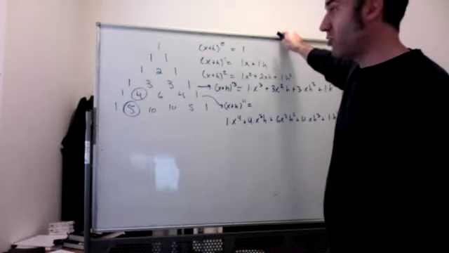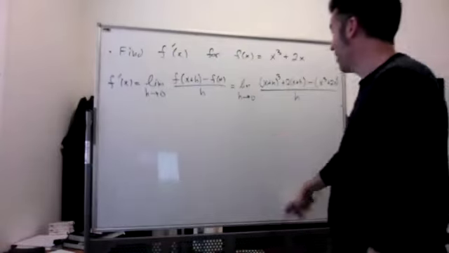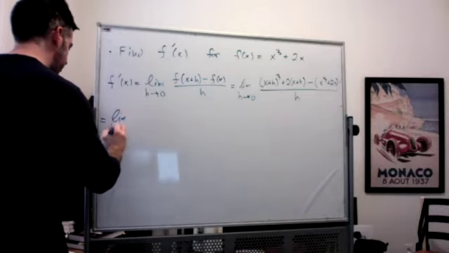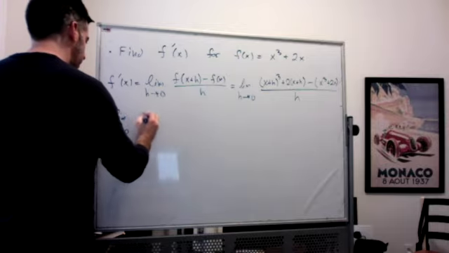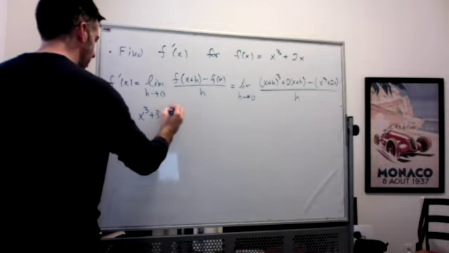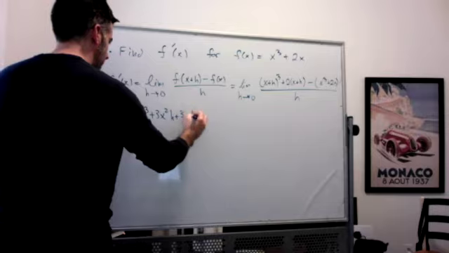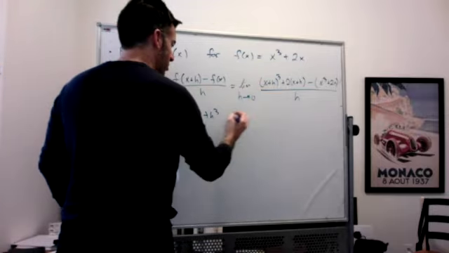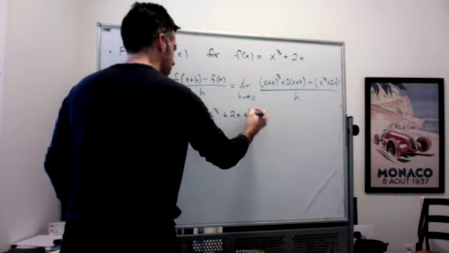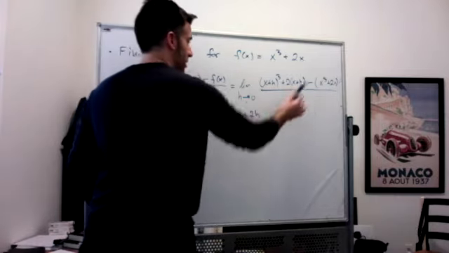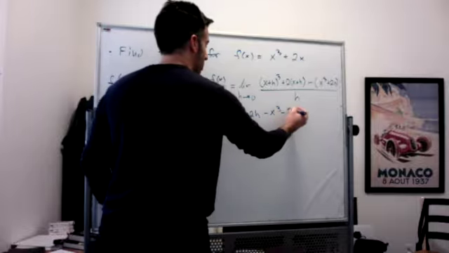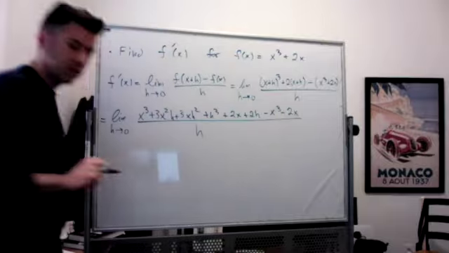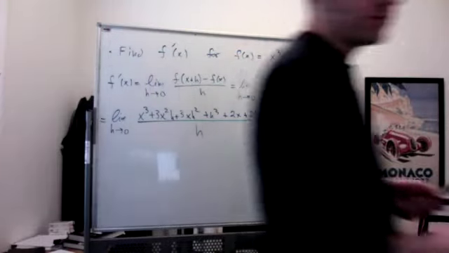So back to the problem we're doing, that means that we can say that x plus h cubed is x cubed plus 3x squared h plus 3xh squared plus h cubed. And then distribute the 2, 2x plus 2h. And then distribute the minus sign, minus x cubed minus 2x, all divided by h. And then things cancel.